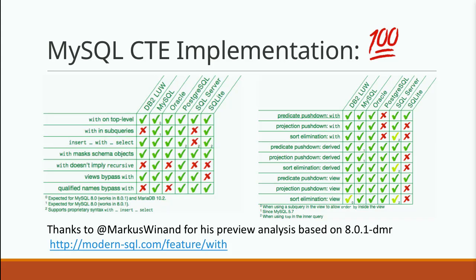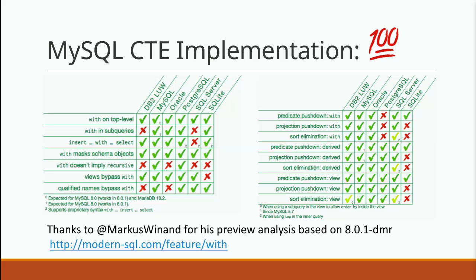I also found this nice summary by Markus Winand, who has a site modernsql.com, and he does very thorough analysis of different databases and how well they conform with standard semantics. He shared this on Twitter, and I asked him politely, and he allowed me to use it in my slideshow if I give a reference to his site. But he wanted to make sure that this is based on the preview of the 8.0.1 development milestone release. It's not GA yet, so we are not certain what's going to be in the final product. So take that with a grain of salt.